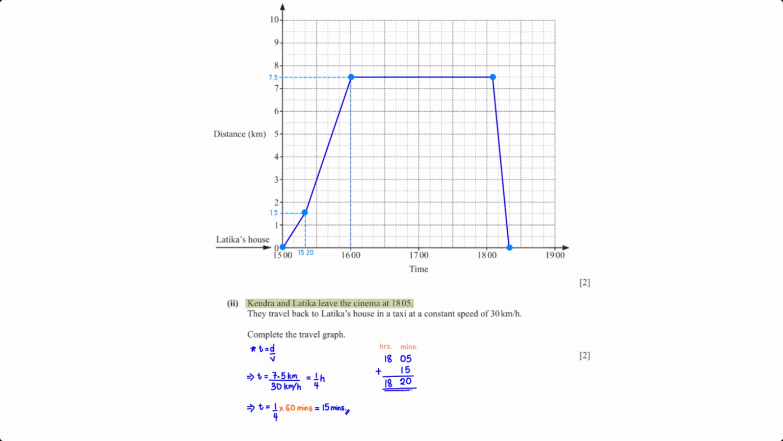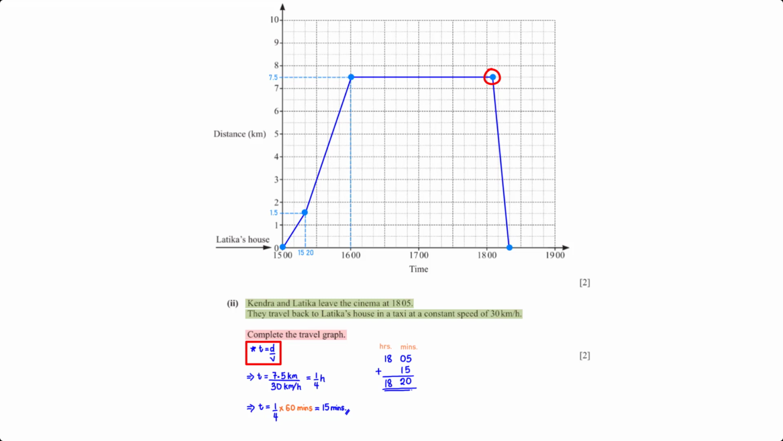Kendra and Latika leave the cinema at 18:05. They travel back to Latika's house in a taxi at a constant speed of 30 kilometers per hour. Complete the travel graph. Kendra and Latika stayed at the exact same spot, which is at the cinema, till 18:05. Now we need to find the time they got back to Latika's house and plot this point on the grid as well. First, let's find the time it took for them to get back to the house using the formula T equals distance over speed.